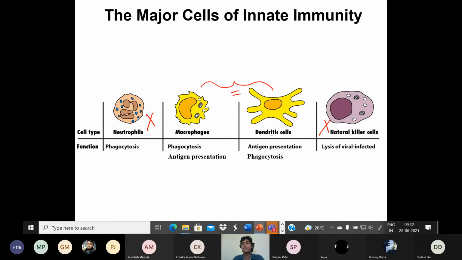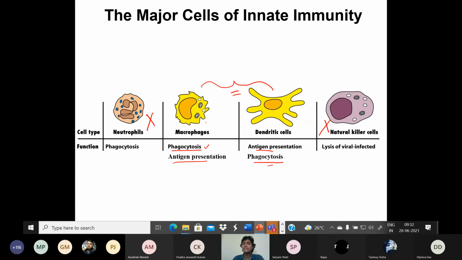Macrophage and dendritic cell, both of them have the property of phagocytosis. Someone of you actually already told me a few minutes back. Phagocytosis means they can take some foreign particle, it can be virus, bacteria, anything, and then they process that information and then they finally present the antigen.